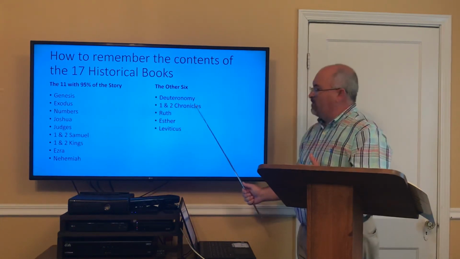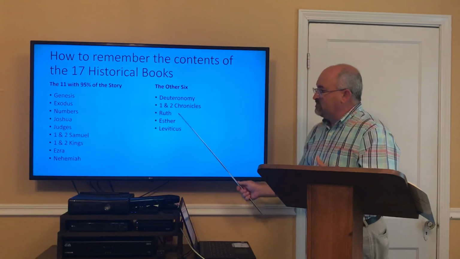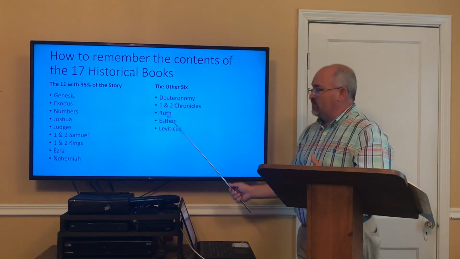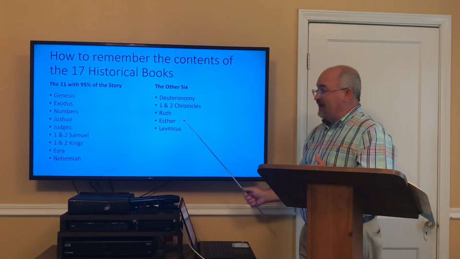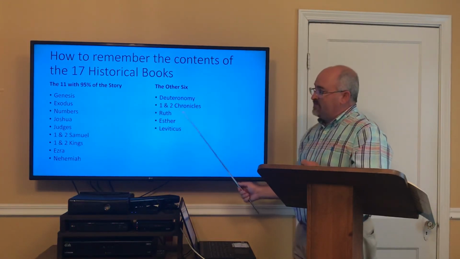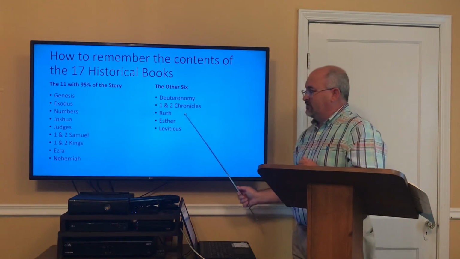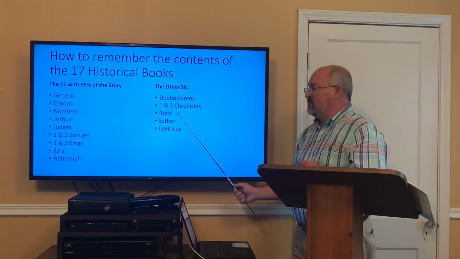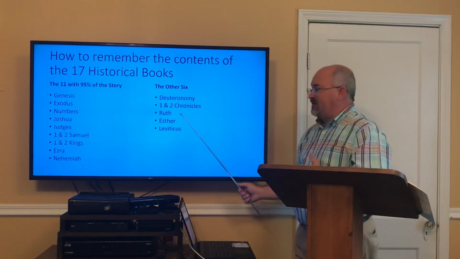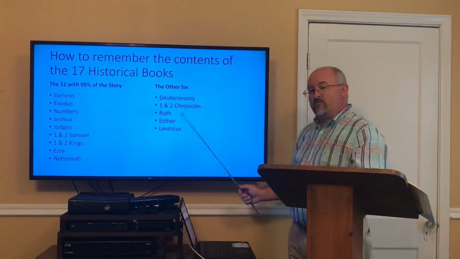Very good, very important. Now, Ruth and Esther, what are these two books? They're biographies. Ruth tells the biography of Ruth. Esther tells the biography of Esther. Ruth, how can I remember the contents of the book of Ruth? Wherever you go, I will go. Ruth told her mother-in-law Naomi she would follow her back to Israel and her God would be her God.